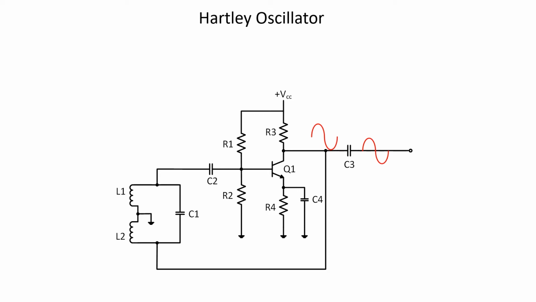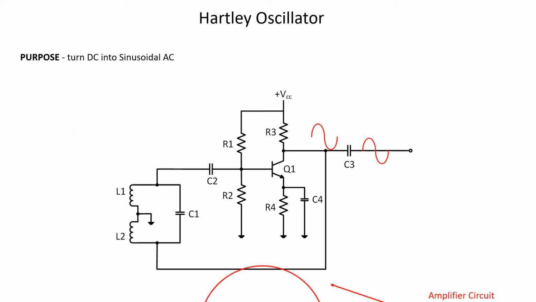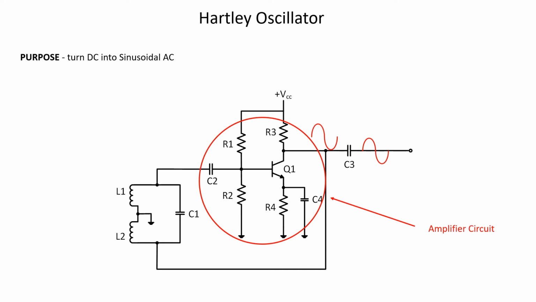So the purpose of a Hartley oscillator is the same as our purpose of a regular oscillator, to turn DC into sinusoidal AC. The feedback circuit consists of two inductors and a capacitor, and the component values will be used to calculate frequency. The amplifier circuit consists of Q1 and all the associated components. It's basically your common emitter amplifier circuit you learned on days 1 and 2, but we just tied a feedback circuit to the input and output.